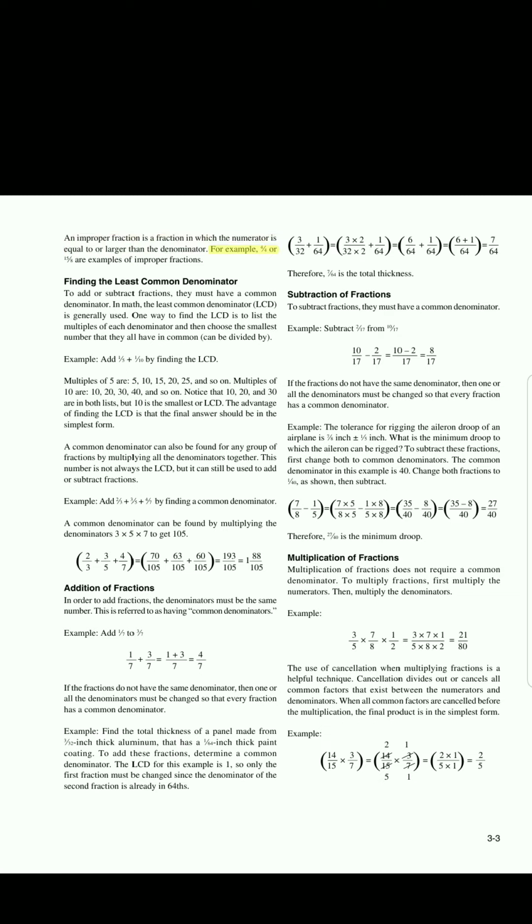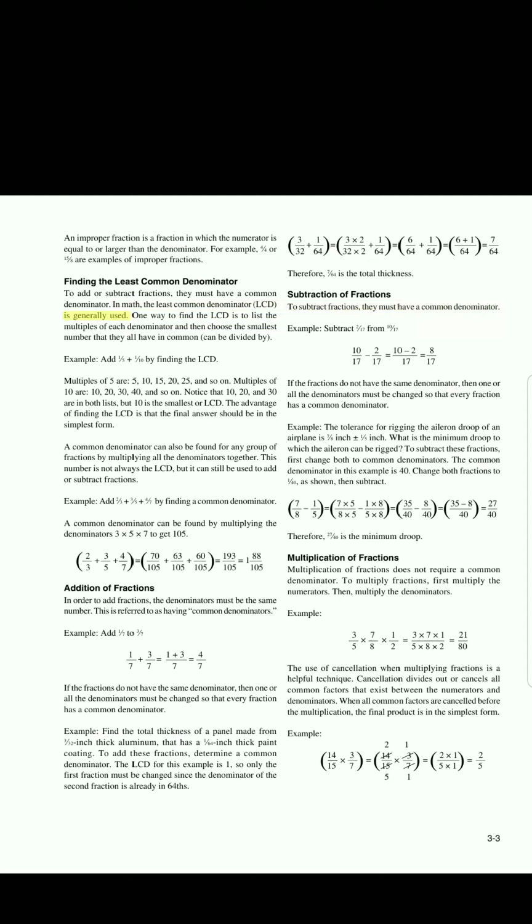For example, 7/64 is the total thickness. To add or subtract fractions, they must have a common denominator. Subtraction of fractions. In math, the least common denominator, LCD, is used so that fractions being added or subtracted have a common denominator.